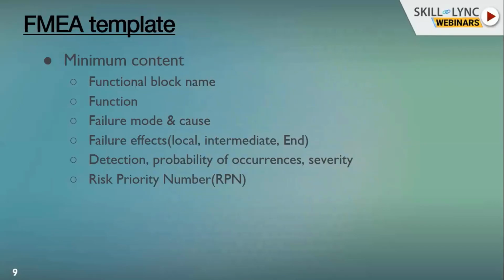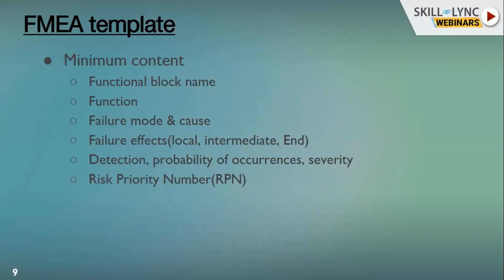When you look at the template, as a minimum, you should have the functional block name, or you call it an item or assembly name, like which item I am looking at, and what is the main function. And this function block can sometimes be hardware, software, or firmware. And then you look at what the functions of that specific functional block are, which can be hardware, software, or a part of the system.